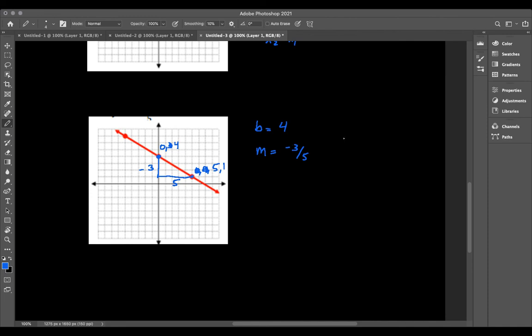So from here, let me put the equation together. y equals negative 3/5 x plus 4, and that would be it. Like I said, guys, there are plenty of ways to do this. You can use the coordinate points. All you need to know is your y-intercept and your slope, and you can make the equation. I think we can work through it.